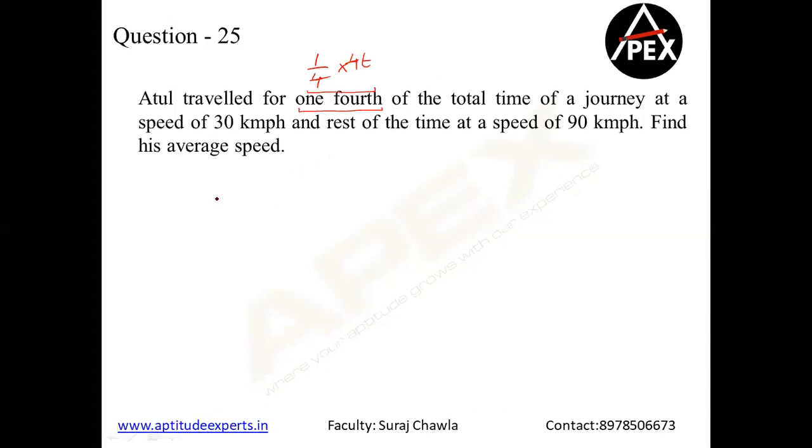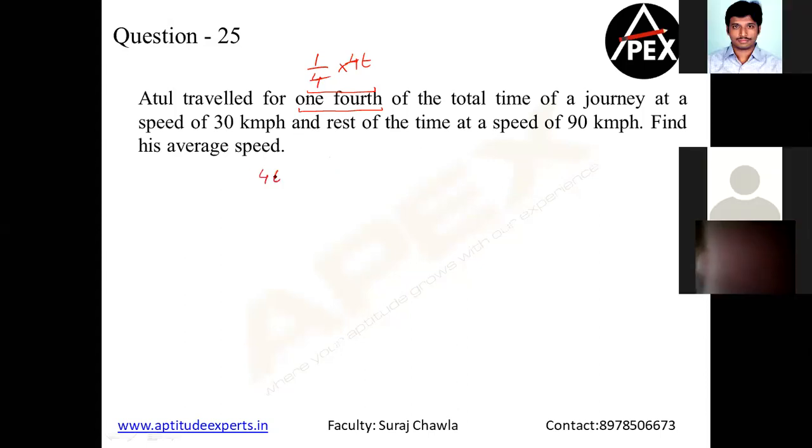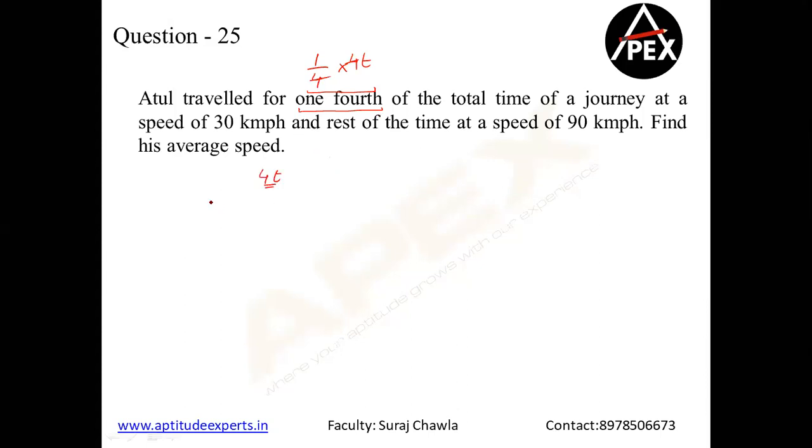Right? So if I assume my total time taken as 4t, now 1/4 of the total time, so in the first part he is traveling for t hours, and for the rest of the journey he is traveling for 3t hours. Now t into 30, speed into time, is the distance covered in the first case. Speed into time is the distance covered in the second case. Divided by 4t becomes your complete answer.